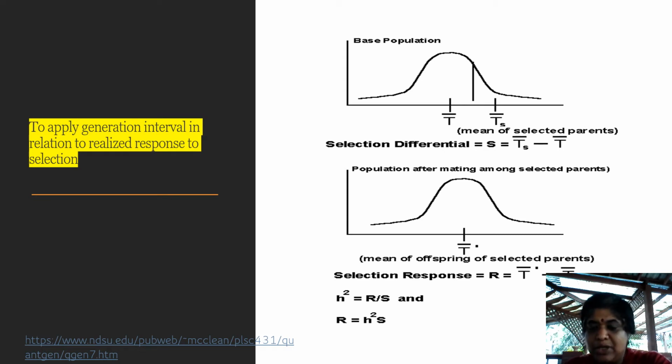So to apply generation interval in relation to realized response to selection, always remember this: you are the one in control when you're working with a population, where you actually impose selection. You can see this is S, the T selected minus T, and the population after mating of the selected parents, which is the T prime. All right, the selection response is R equals T prime minus T. And then heritability equals R over S, or you can say response equals heritability times selection differential.